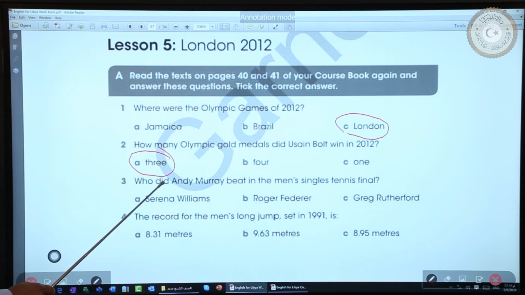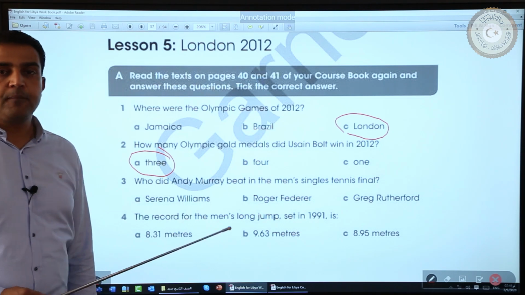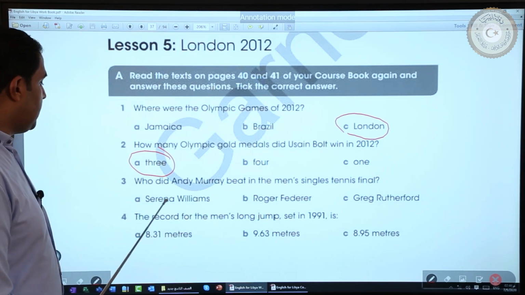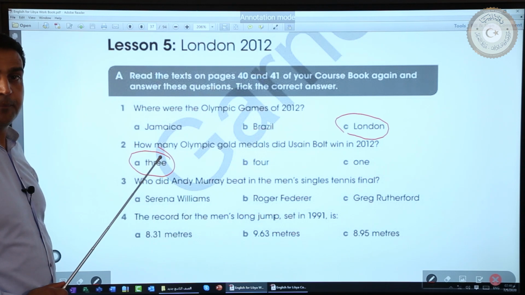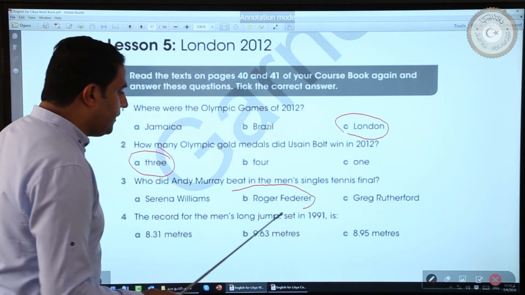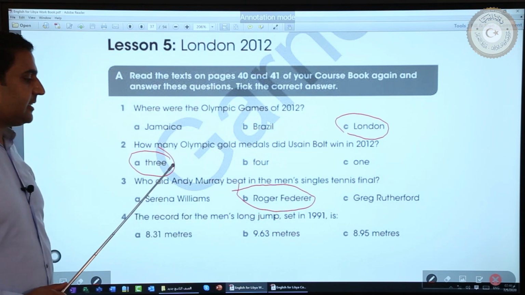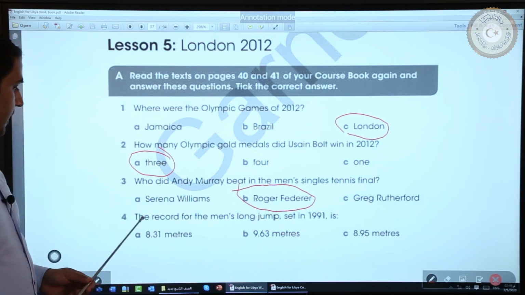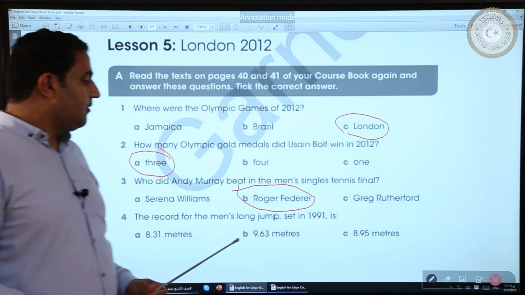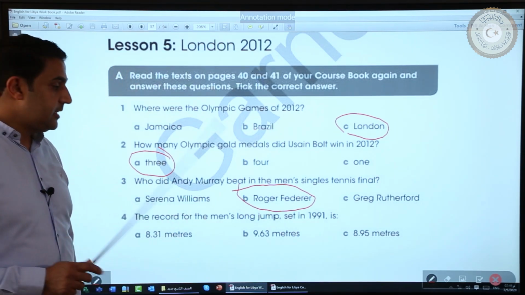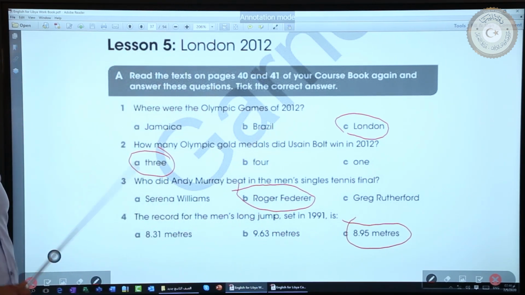3 gold medals. Who did Andy Murray beat in the men's singles tennis final? Serena Williams or Roger Federer or Greg Redford? Which one? Yes, Roger Federer. The record of the men's long jump set in 1991 is: 8.31 meters, 9.63 meters or 8.95 meters? C, yes, it was 8.95 meters. So this is the most important information in this text here.